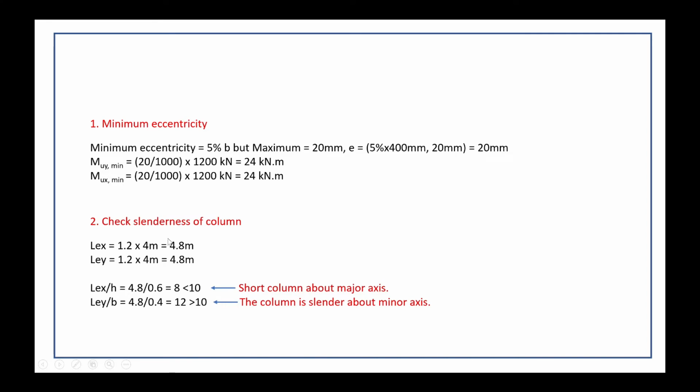Now check the slenderness of the column. The effective length of the column LEH is equal to 1.2 multiplied with 4, and LEY is equal to 1.2 multiplied with 4, which is 4.8 meter. LEH over H and LEH over B are equal to 8 and 12 respectively. The column is slender about the minor axis, and the column is short about the major axis.